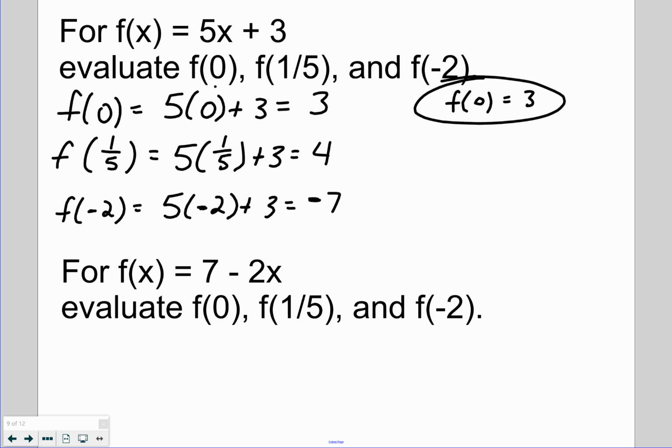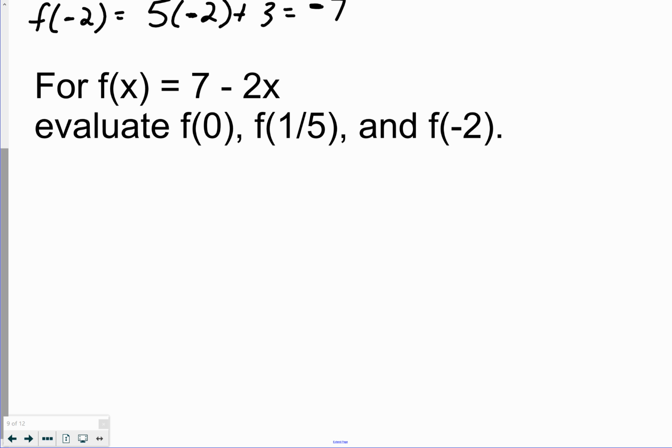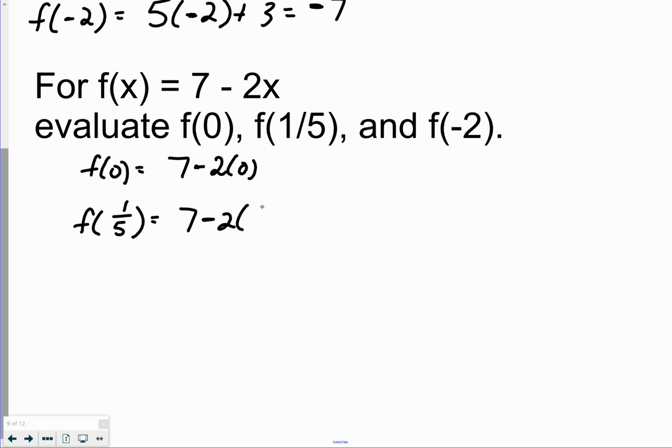What we did last week was I just cared about the number. Now I care about the function notation and the number. So just make sure you understand that difference. Okay, let's do the next one. f of x is 7 minus 2x. So f of 0 is 7 minus 2 times 0, f of 1/5 again is 7 minus 2 times 1/5, and f of -2 is 7 minus 2 times -2.